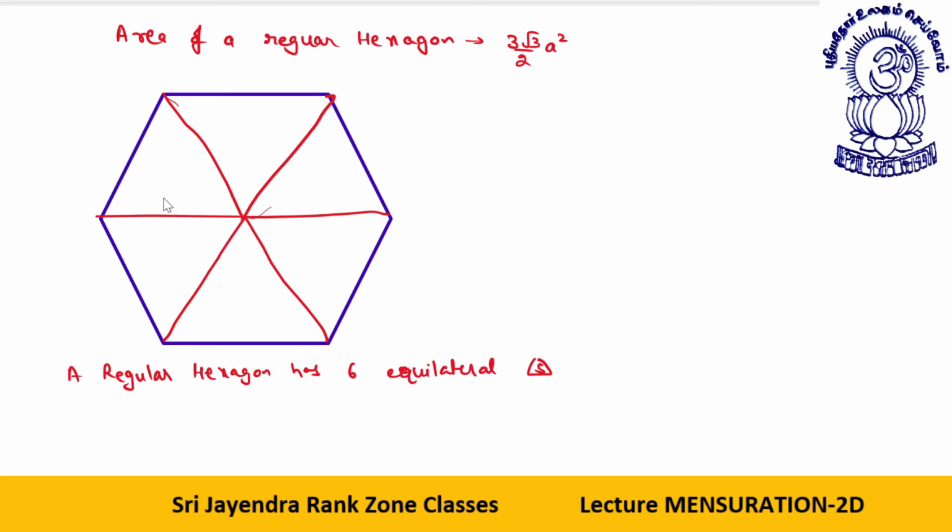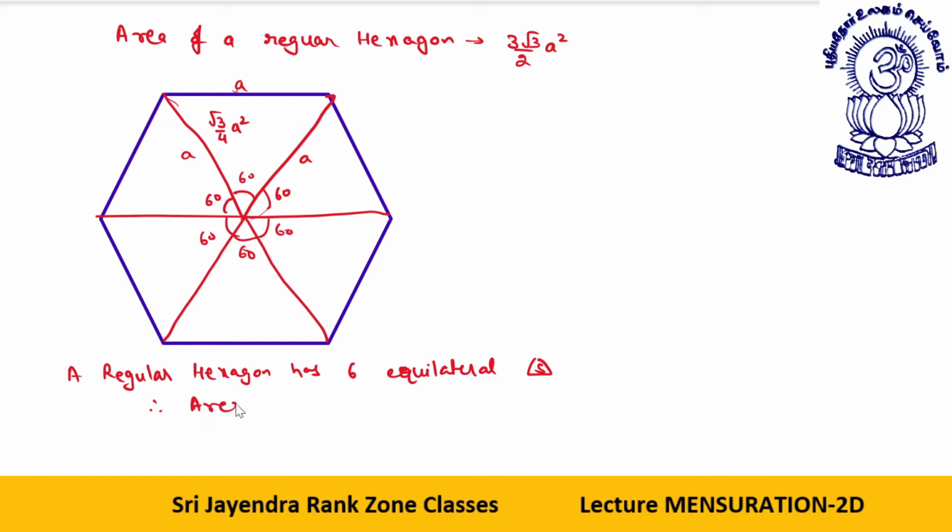See, each angle is 60 degree. This angle is 60 degree. This angle is 60 degree. This angle is 60 degree. Like this. Every angle is 60 degree. This is A. This is A. This will automatically be A. So area of this triangle is root 3 by 4 A square.